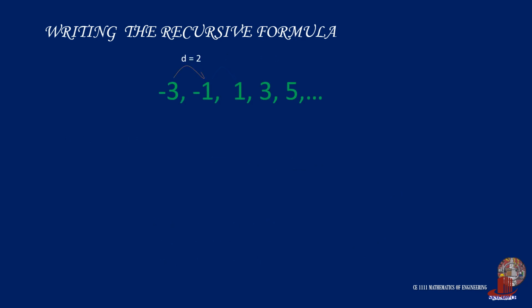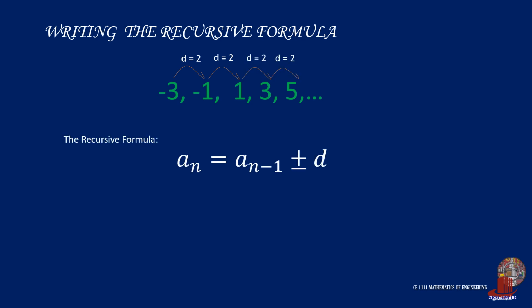Once again, with the pattern shown, the common difference is determined as positive 2. And this is placed in the recursive formula to have a sub n is equal to the current term plus 2. The next step is to check the other terms.